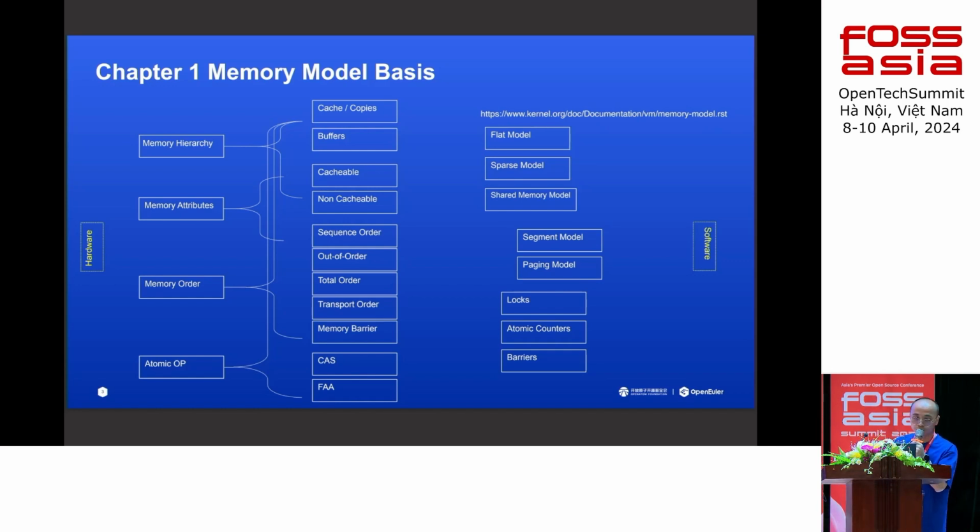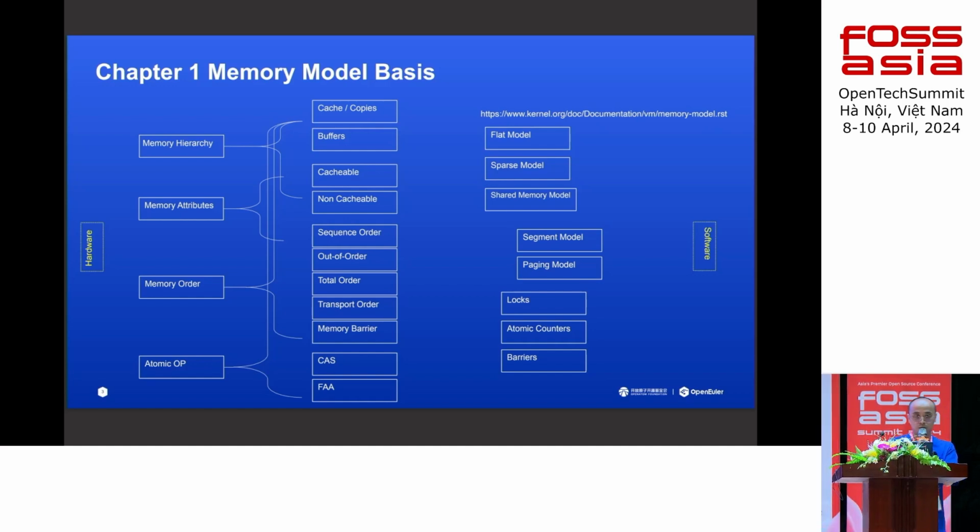From hardware's point of view, they would particularly consider the memory hierarchy and the memory attributes. Also, the memory order and atomic semantics abilities are also of interest. From software designers' point of view, the memory model is mainly about the memory ability that is presented to programmers.